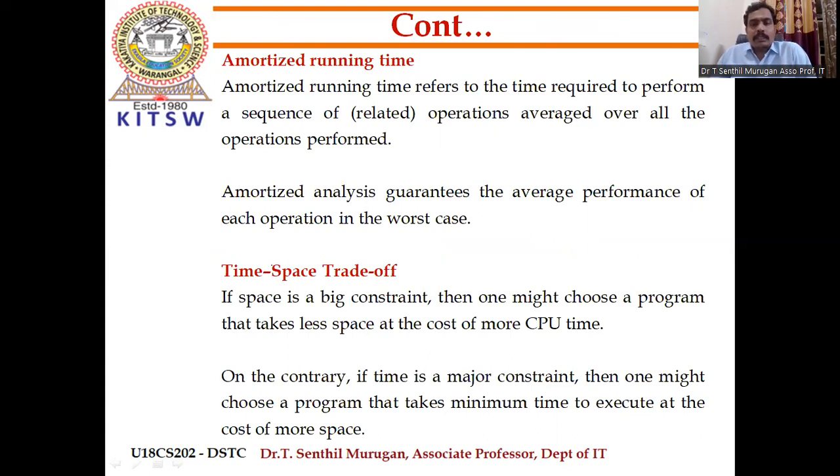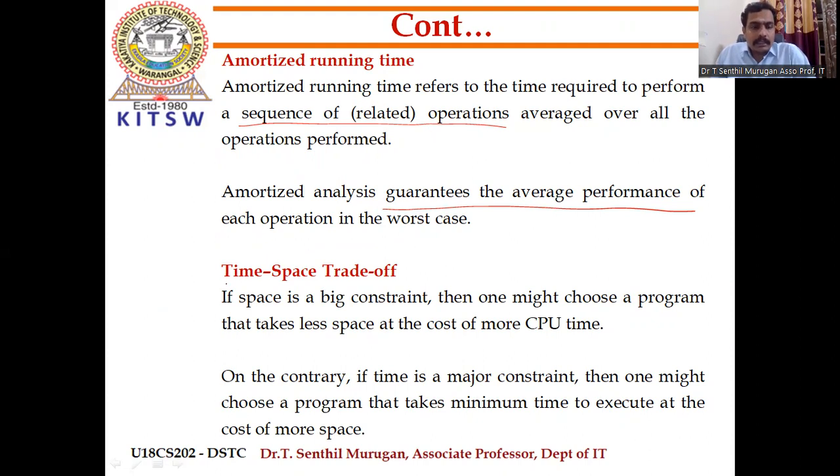Amortized running time. What is amortized running time? It is to perform a sequence of operations. Sequence of operations means related to loop conditions. We don't know how many times that statement will be executed. So based on that, it will be considered a sequence of operations averaged over all the operations performed. Okay. So what will it guarantee? It will guarantee the average performance of each operation in the worst case.